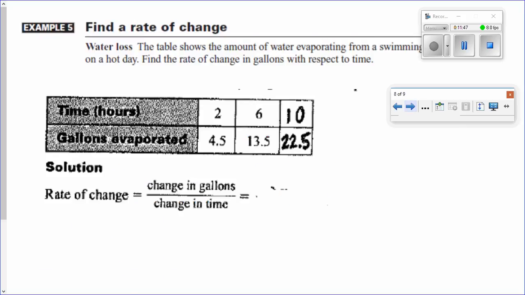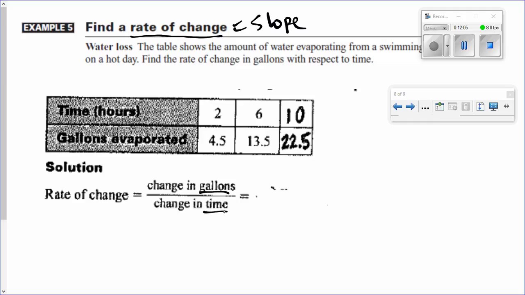Here's the last slide that I'm going to do with you. This deals with the rate of change. Rate of change and the slope are the same thing. The only thing that's different is that a rate of change has units with it.